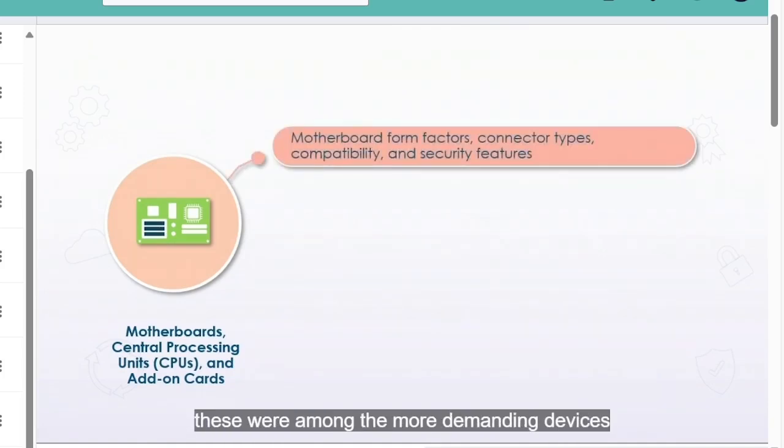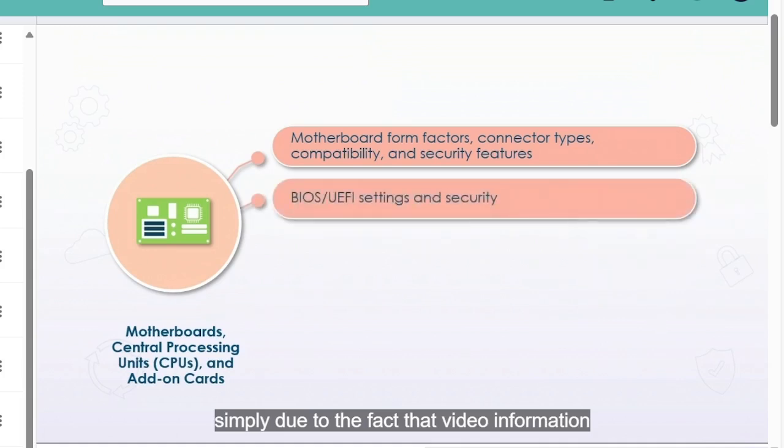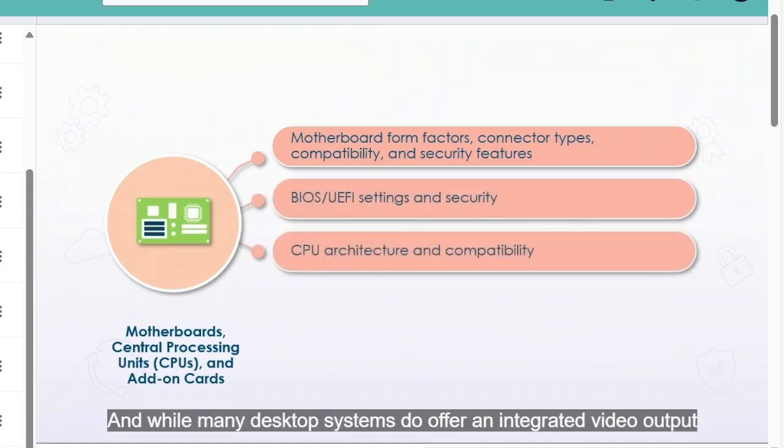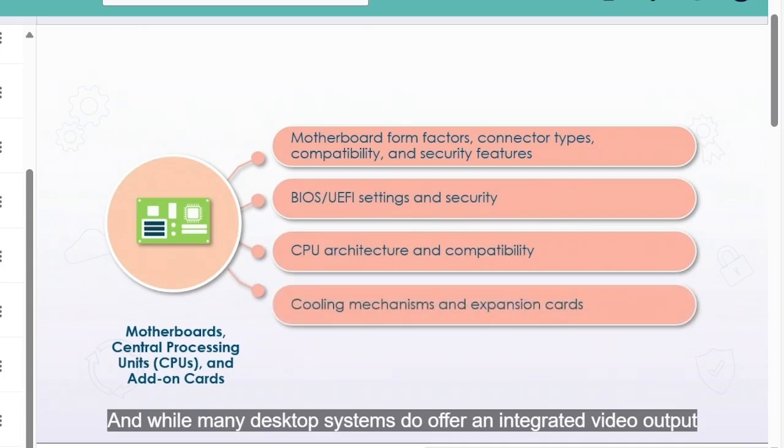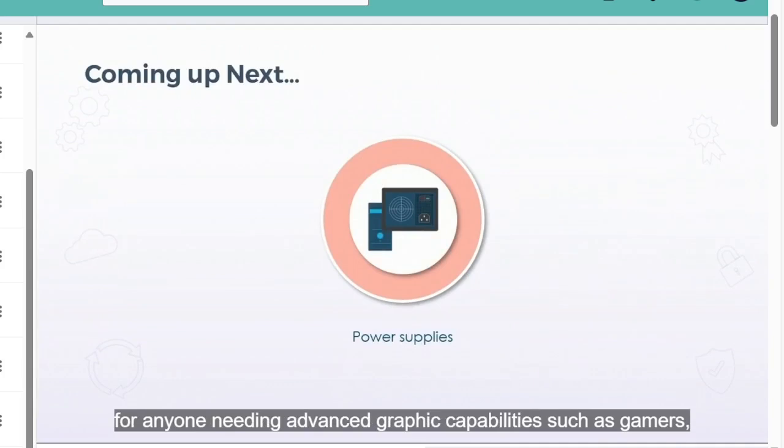Processing units, and add-on cards. We did this by exploring motherboard form factors, connector types, compatibility and security features, BIOS and UEFI settings and security, CPU architecture and compatibility, and cooling mechanisms and expansion cards. In our next course, we'll move on to explore how to install and replace power supplies.